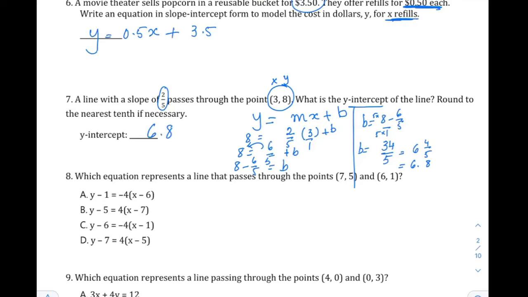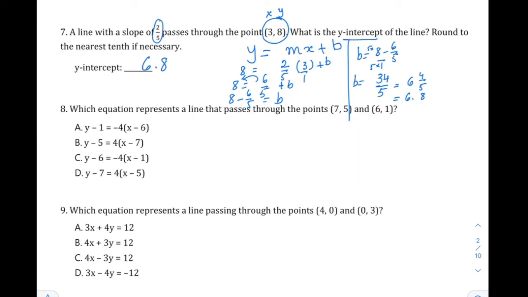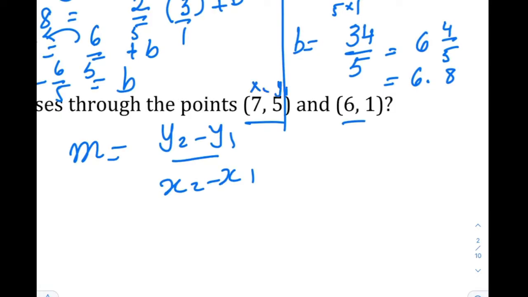Which equation represents a line that passes through points (7, 5) and (6, 1)? Step 1, find the slope. الميل أولاً. So this will be x1, y1, and this will be x2, y2. So 1 minus 5 over 6 minus 7, minus 4 over minus 1, which is 4.